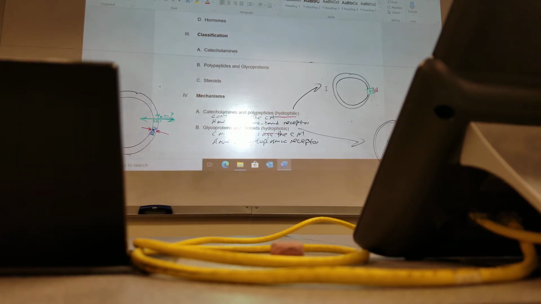Now you know what a polypeptide is. It's a chain of amino acids. You could just as well call them proteins. Catecholamines, on the other hand, you may not know what those are. Catecholamines are molecules that are made from tyrosine.